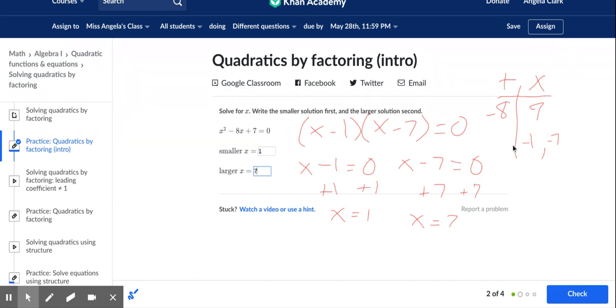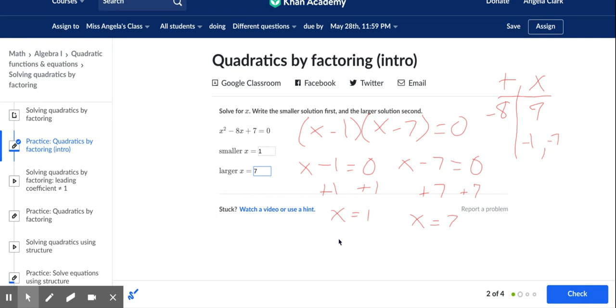Notice if I hadn't realized that these needed to be negative, I would have gotten -1 and -7 as my answers, which would have been wrong. So we need to make sure that we're paying attention to those negatives. So that is solving quadratics by factoring.